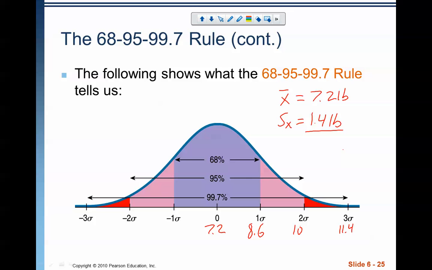And then if we go this direction, we've got 5.8 as 1 standard deviation below the mean, 4.4 as 2 standard deviations below the mean, and we have 3.0 as 3 standard deviations. Very small baby, but it happens, right?